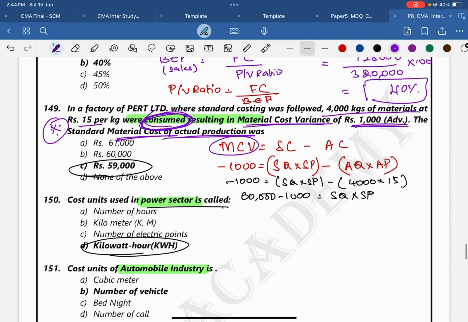You know, material cost variance is equal to standard cost minus actual cost. Material cost variance is negative. Standard cost is further bifurcated into standard quantity into standard price, minus actual cost, which is actual quantity into actual price. Actual quantity into actual price is given as 4,000 kgs into 15 rupees. If you multiply, it will become 60,000. This is negative. If you take it to the other side, it will become positive. Already 1,000 is negative. So the answer is going to be 59,000.